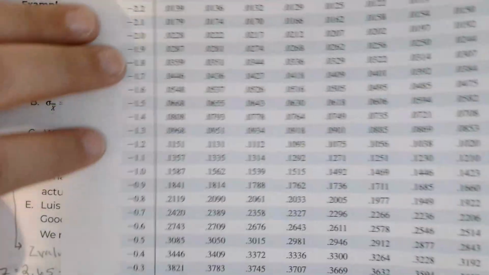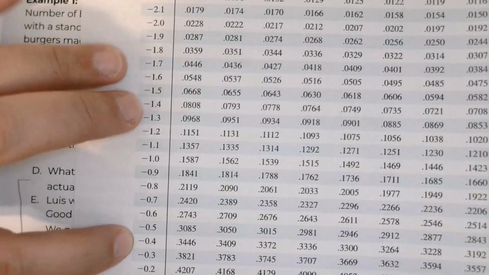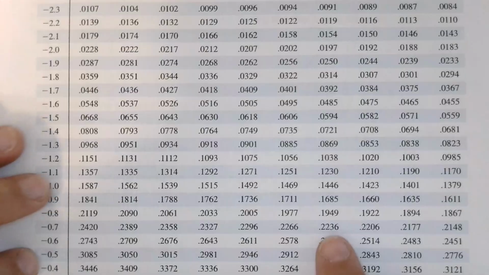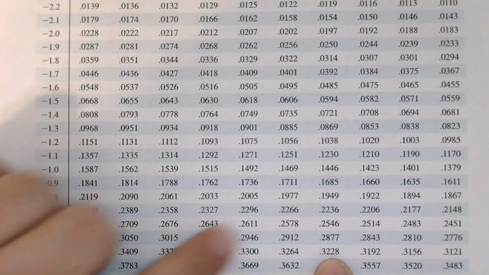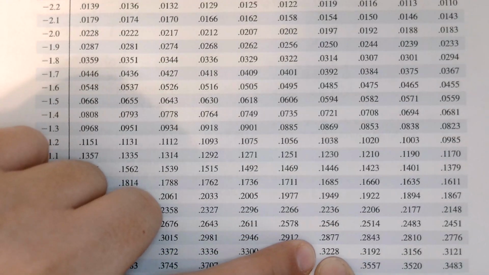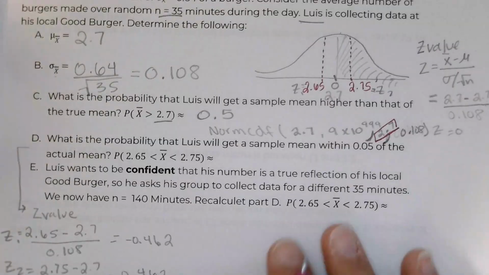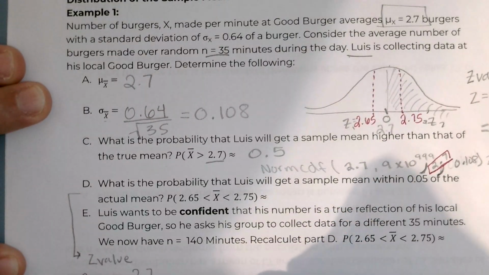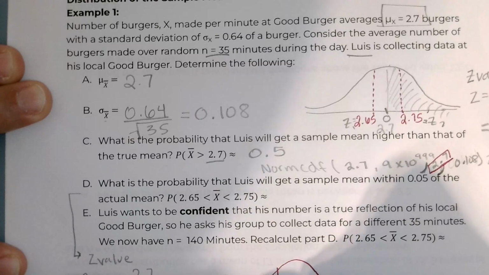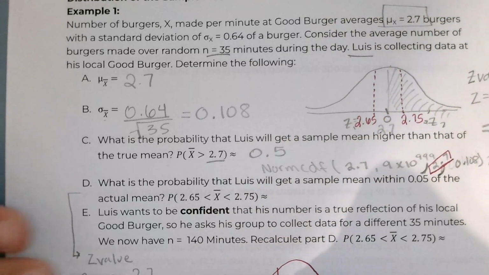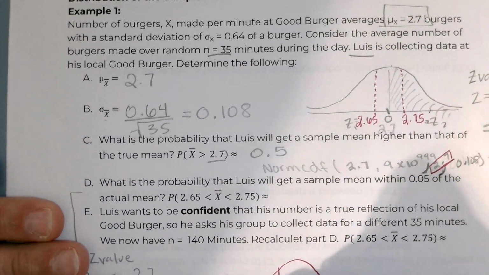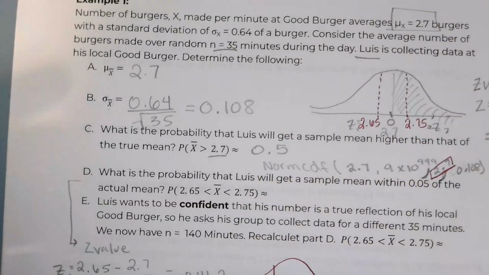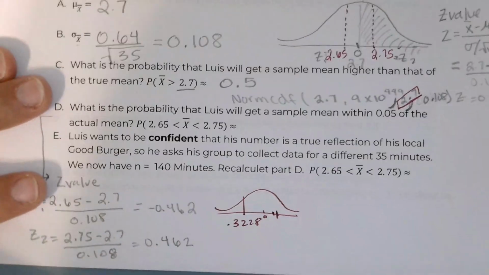So back to my table, negative 0.4, and we're going to go to 6 up here. So negative 0.46 is 0.3228. And I can draw you another image if you want to see. 0.3228, and that is 0, and then we can find what one deviation is on this side.